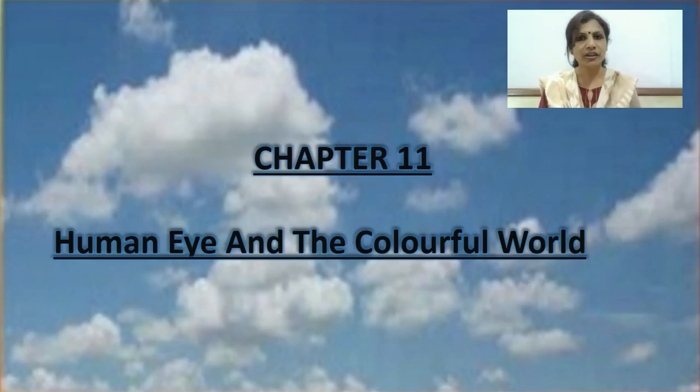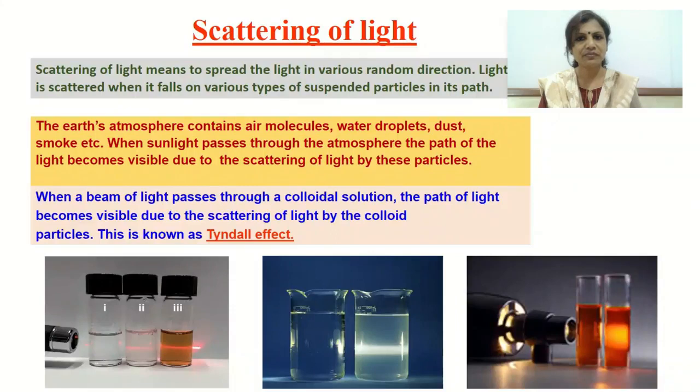in the atmosphere. Today's class will be again an interesting class because we are going to discuss some of the wonderful things which we observe in nature, and these things are because of the scattering of light. So let's go ahead with the topic. We are discussing chapter number 11, Human Eye and the Colorful World, and today's topic is scattering of light.